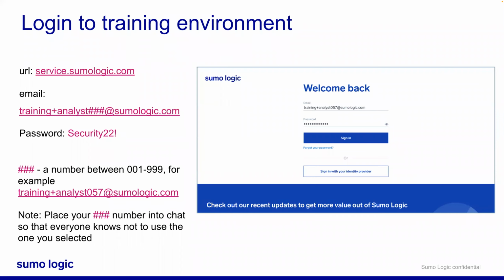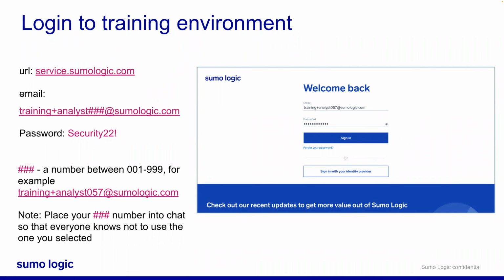The URL, more specifically, is going to be service.sumologic.com. For the email, we're going to use the credentials training plus analyst number. I want you to decide what number you want to be. You want a three-digit number. Maybe you want to be training plus analyst 007. Maybe you want to be training plus analyst 057, as I have on the screen. Training plus analyst 692, 418. Doesn't matter. Pick a three-digit number.